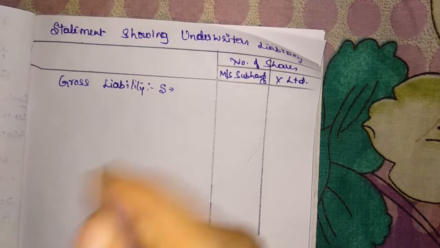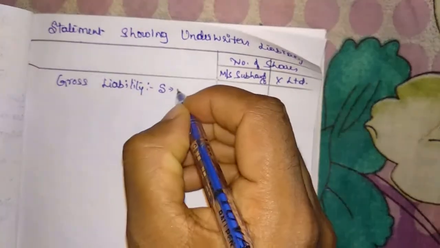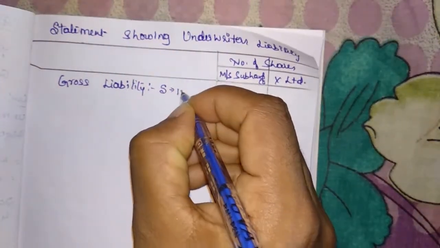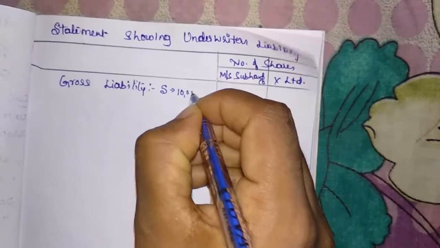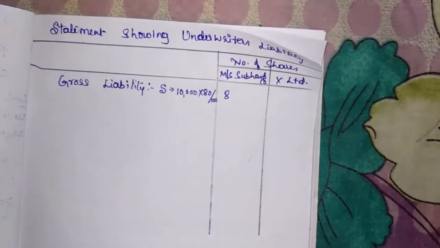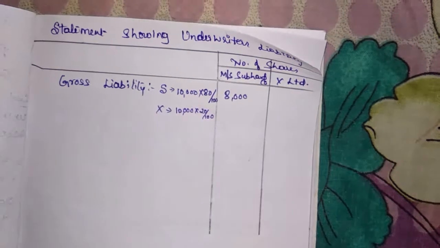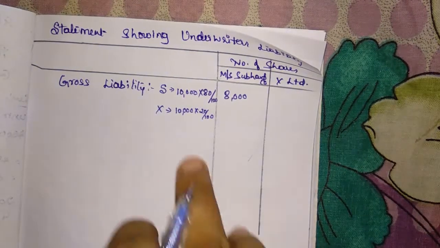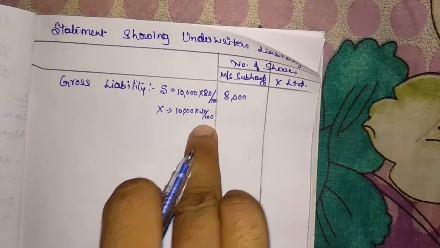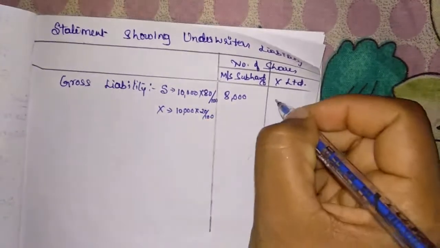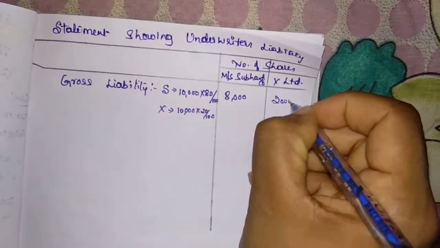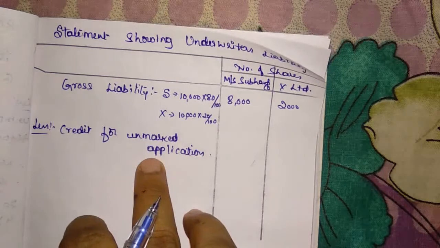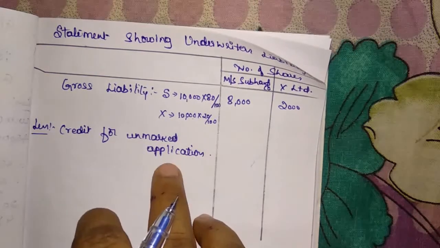So what is the gross liability of Subhas and Company? Total shares issued, it is 10,000 into 80%, that is 8,000 shares. What is the non-underwritten part of the shares? That is 20%. So 10,000 into 20%, it is 2,000. Less: credit for unmarked applications. So what is an unmarked application in this?